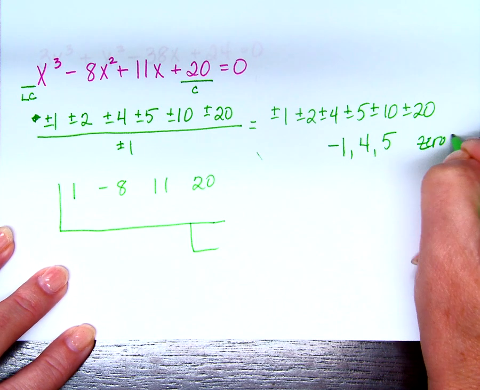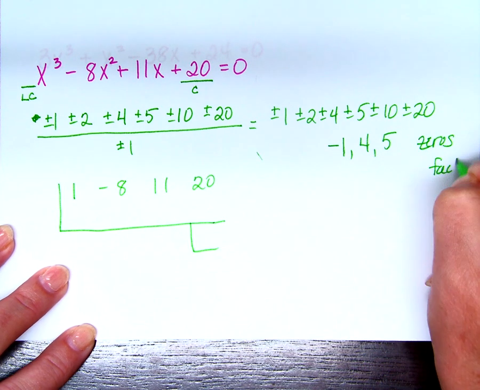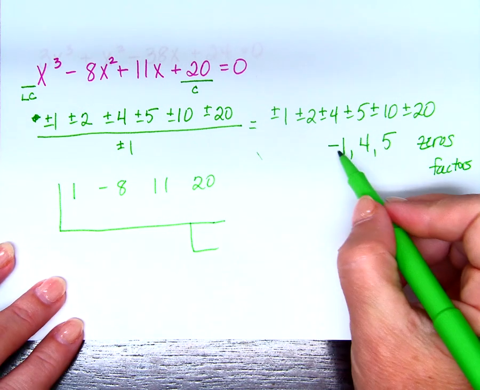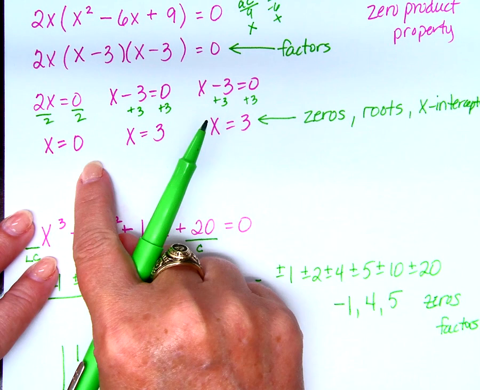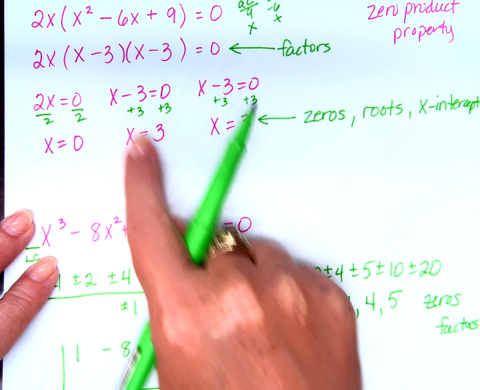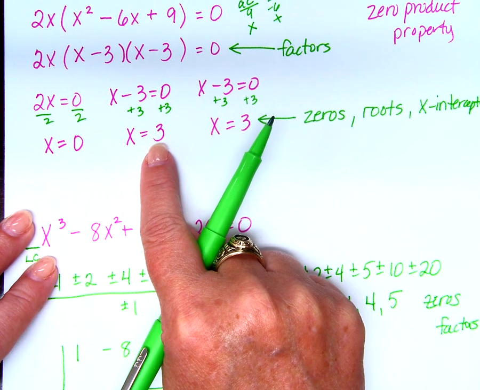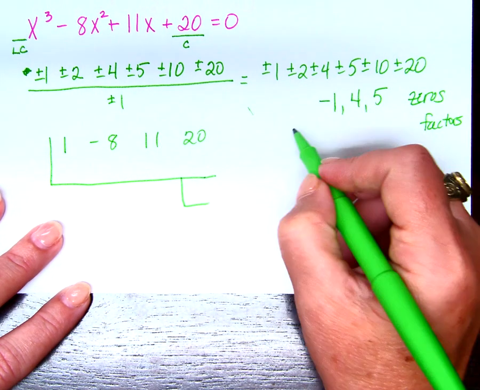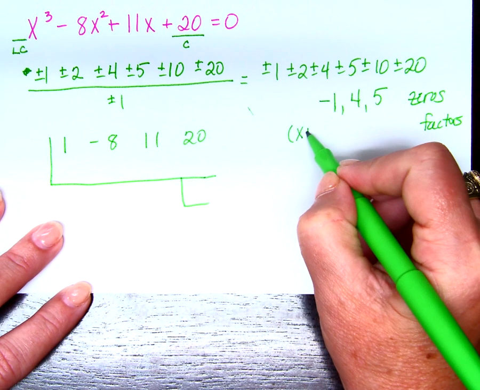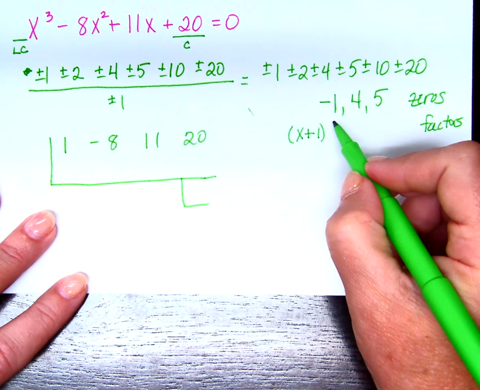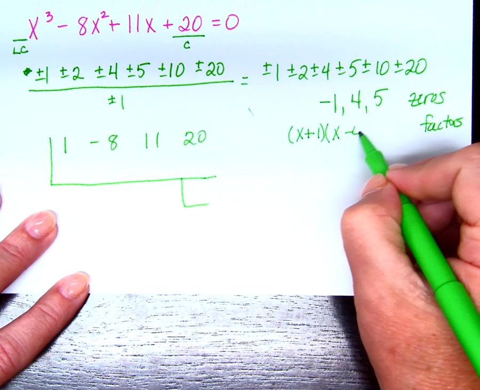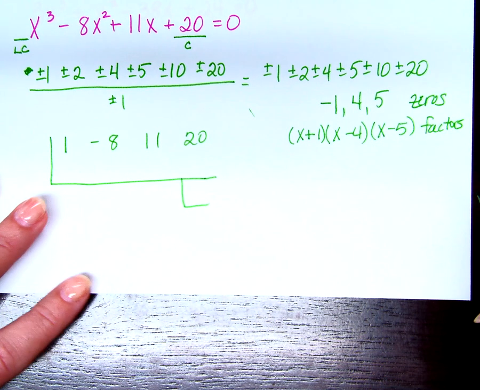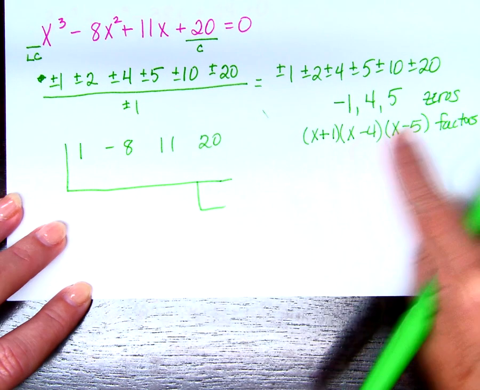Zeros. I also want you to list the factors, because we still need to focus on stuff like that. Remember, go back up here, if my factor was x minus 3, what was my 0? 3, right? So if my 0 is -1, what's my factor? X plus 1, right? If my 0 is 4, what's my factor? X minus 4. And if my 0 is 5, what's my factor? Very good. This is proof that these are true.